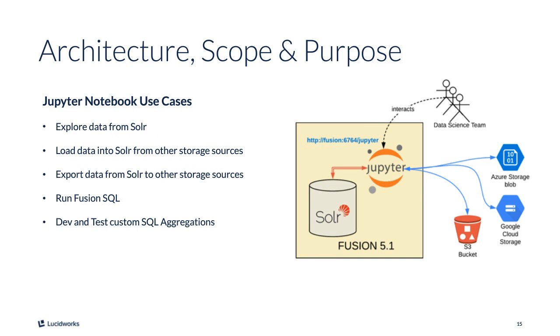Fusion Jupyter service can be used to explore data from Solr, and import and export data to and from Fusion to other storages like S3 buckets, Google Cloud Storage, Azure Blob Store, or any other database that you might be using internally. It can also be used to run Fusion SQL, which is an optimization Lucidworks has built on top of Spark Solr. Currently, some developers are using this tool to develop and test custom SQL aggregations that power the type-ahead search experience and also certain types of recommendations.